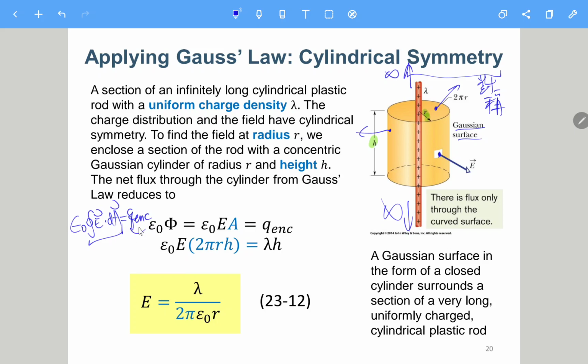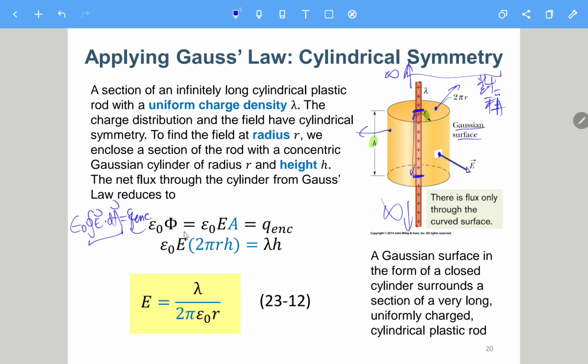The Q enclosed is easy, because we count the Q enclosed from here to there. Of course the height of the cylinder is h. So h times the density will be the total charge amount in this part. So the Q enclosed is lambda times h. This is the right hand side. For the left hand side, epsilon is a constant, so we just put it there, and then this is the surface integral, which we can denote as capital phi.